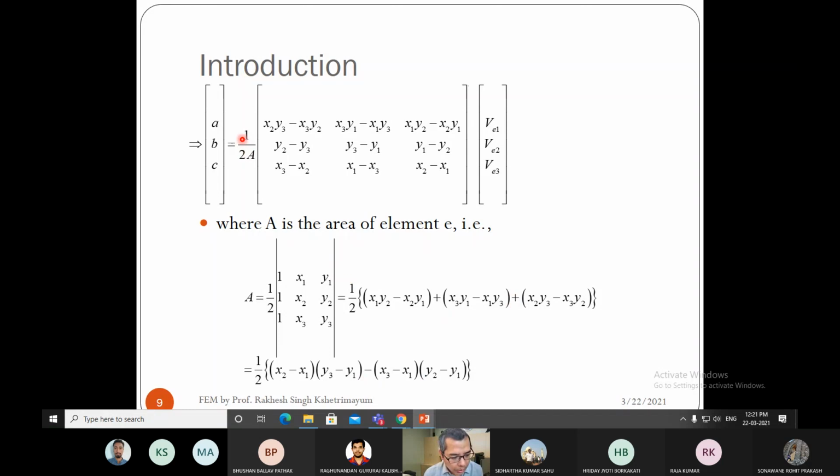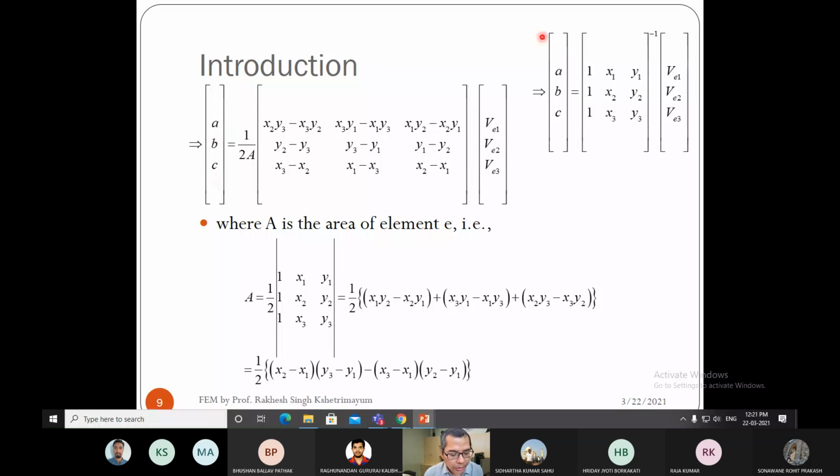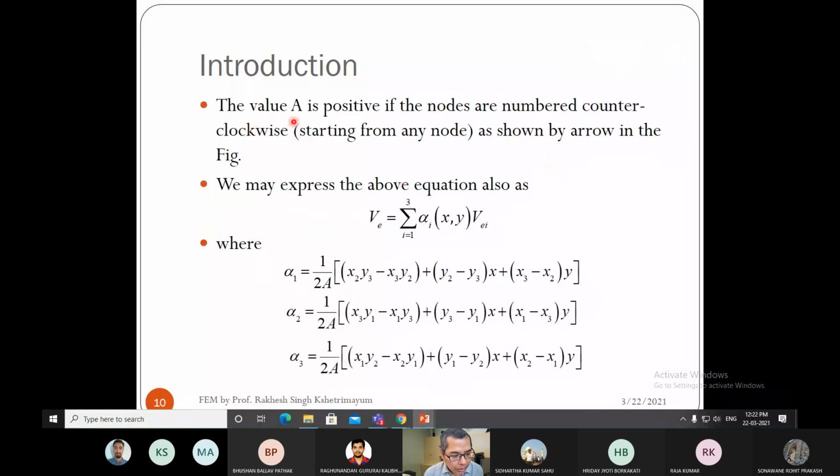And 1 by 2A multiplied with this gives the inverse of the matrix, which we discussed in the previous slide. Once I have this, I can find A, B, C, which is what I want to find. If I have A, B, C, then I can find the approximate function of the potential inside this triangular element. I told you we number these nodes in the counterclockwise direction. That is because A is positive: the area of the triangular element will be positive if we number the nodes in the counterclockwise direction.